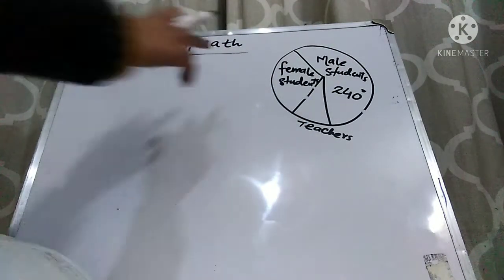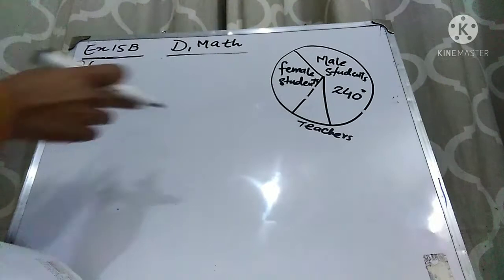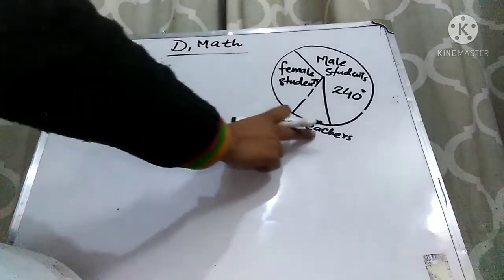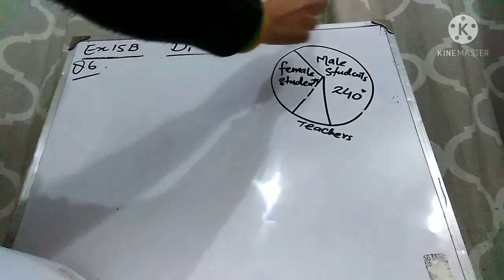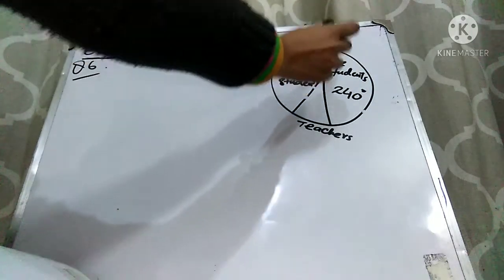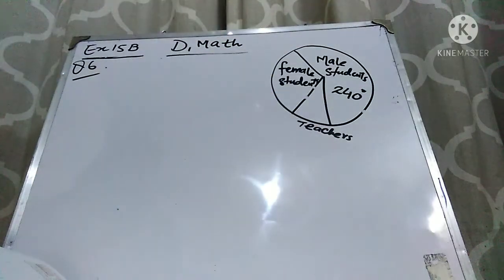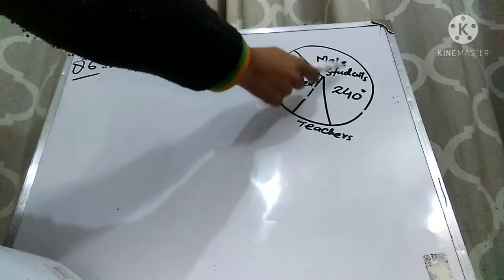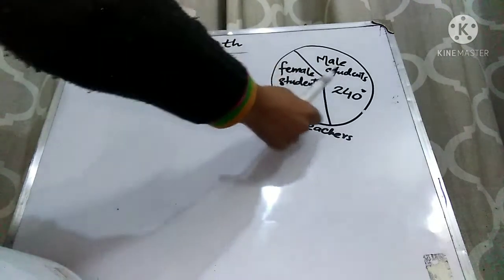So what we will do is, from the pie chart, the whole complete circle is equal to 360 degrees. First we'll find out the angle of the sector of female students and teachers. First I will subtract 240 from the whole circle, which is equal to 360 degrees, because in this part they are just talking about the female students and teachers. They are not talking about the male students. We'll just need this angle.